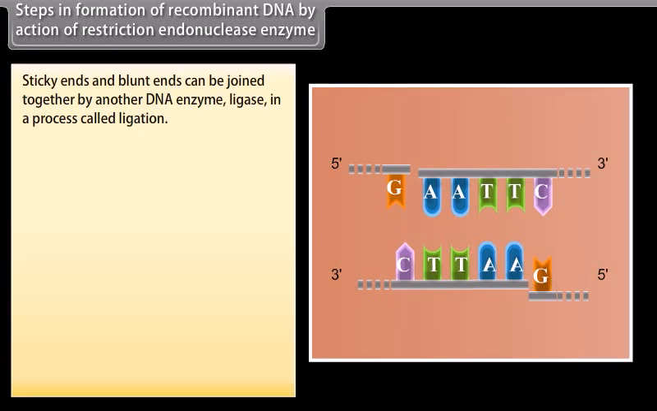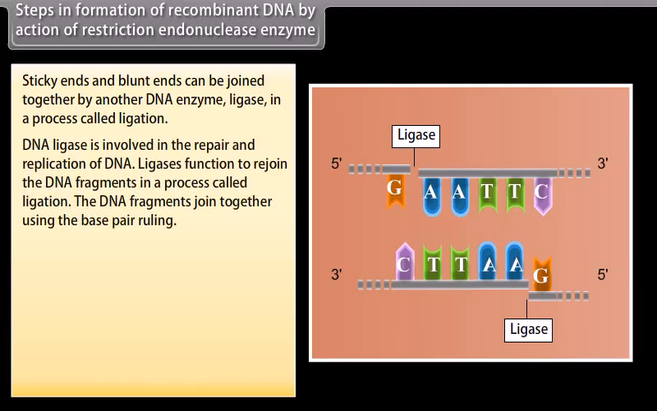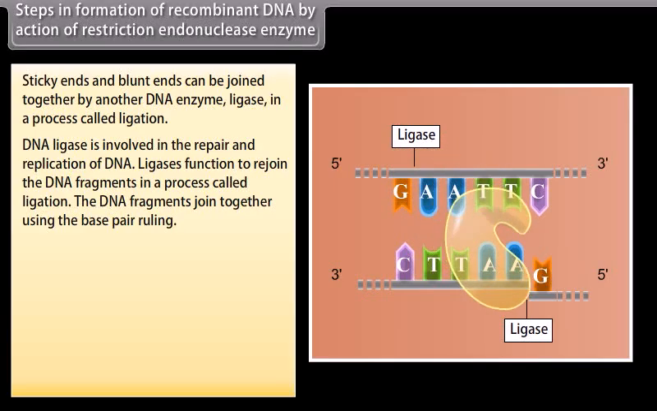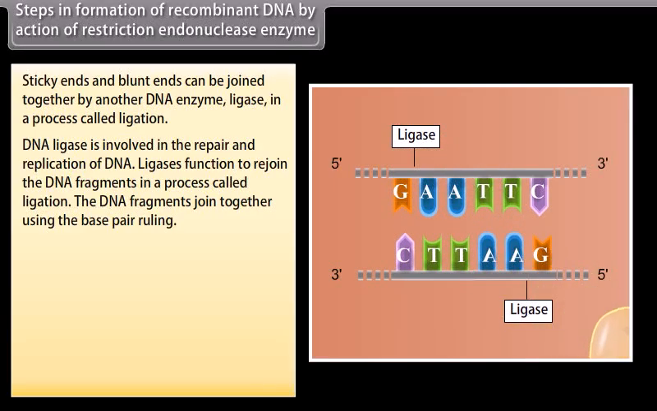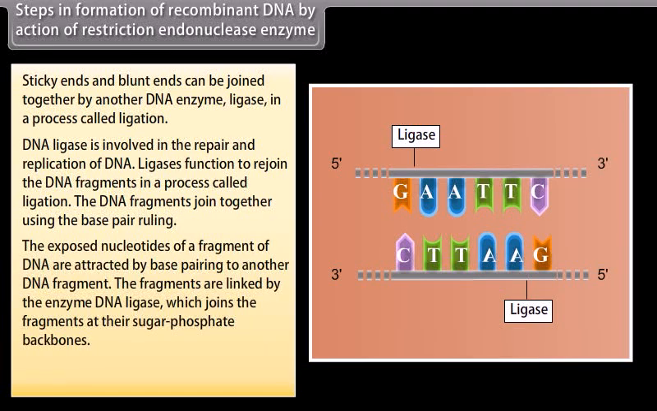Sticky ends and blunt ends can be joined together by another enzyme, DNA ligase, in a process called ligation. DNA ligase is involved in the repair and replication of DNA. Ligases function to rejoin the DNA fragments. The DNA fragments join together using the base pairing rule. The exposed nucleotides of a fragment of DNA are attracted by base pairing to another DNA fragment. The fragments are linked by the enzyme DNA ligase, which joins the fragments at their sugar-phosphate backbones.